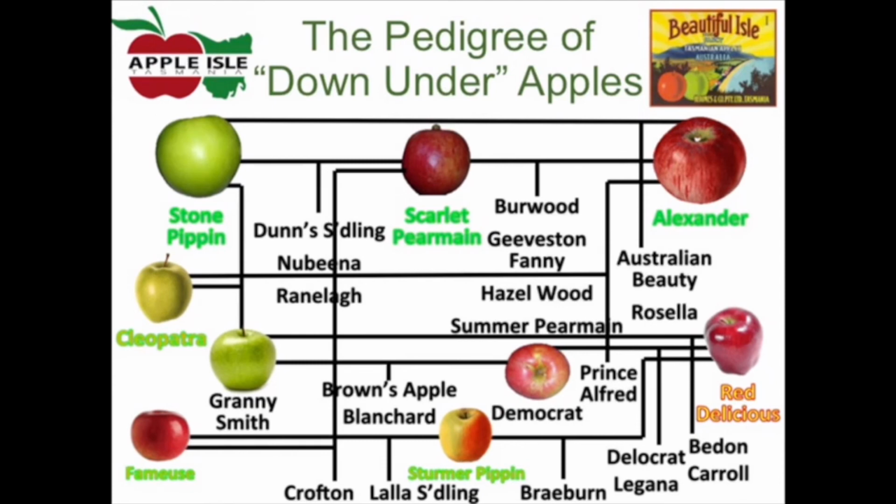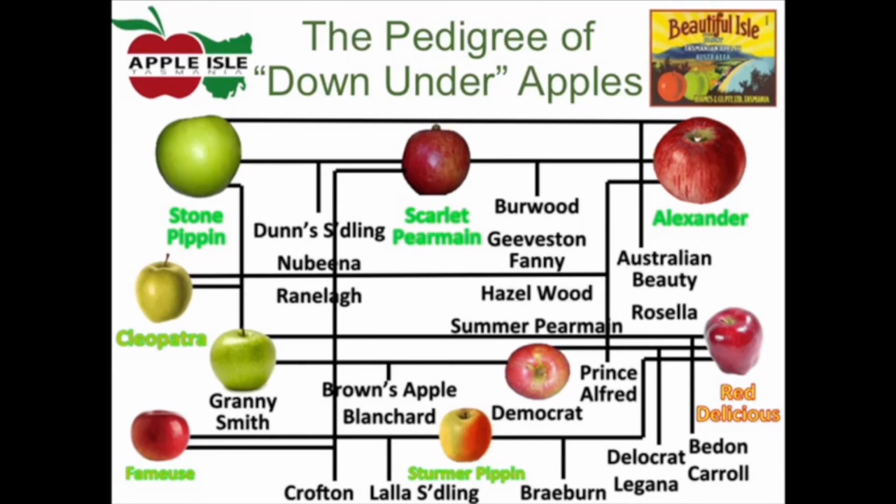Then Famoose, or Snow, or as they called it in Tasmania, Ladian Snow, came in, crossed with Scarlet Pearmain to give a cultivar called Crofton. Actually, it's a really important one. It ties in with my family, actually, this Crofton one. Then Sturma Pippen was another one that I had mentioned, came in, and so some more stuff came out of that. And Sturma Pippen crossed with Red Delicious is where Braeburn came from. So all this stuff starts to get connected up nicely here.